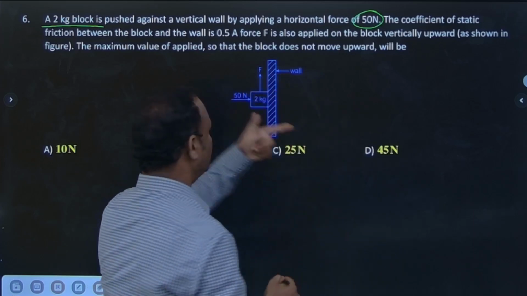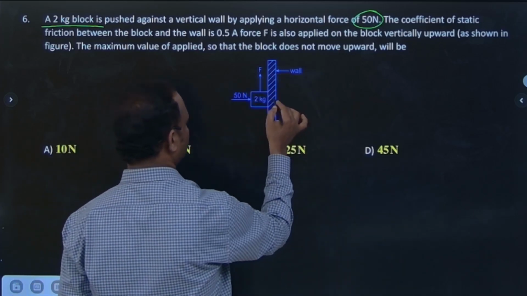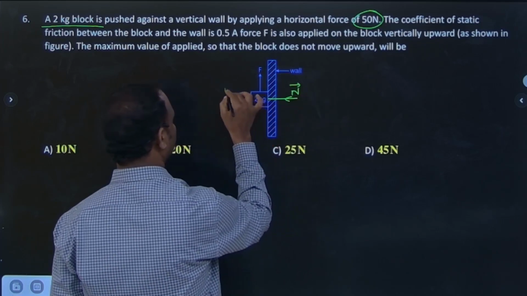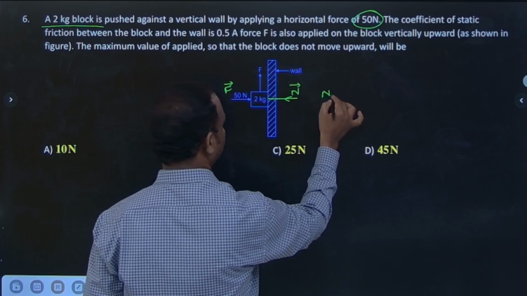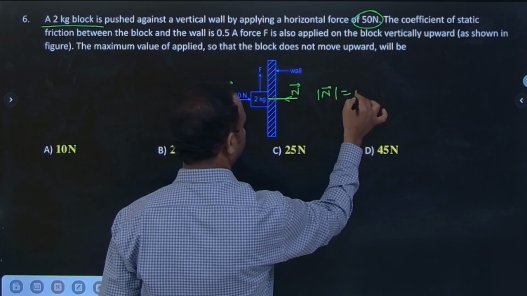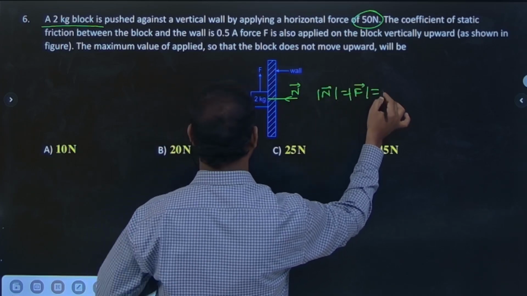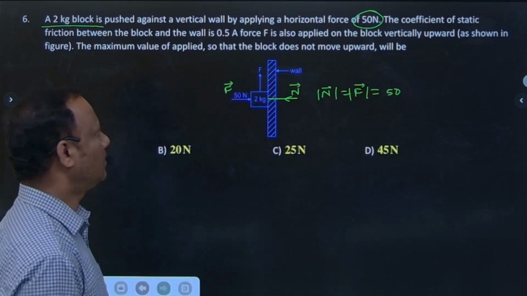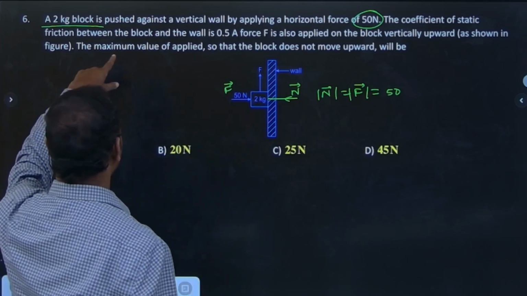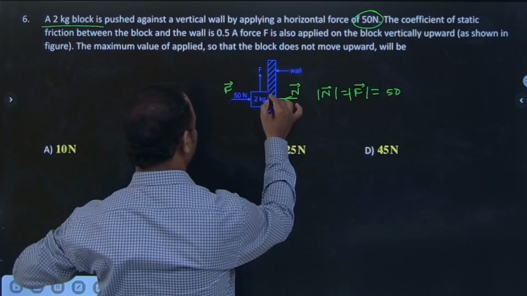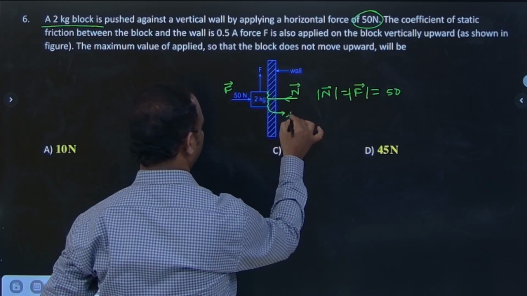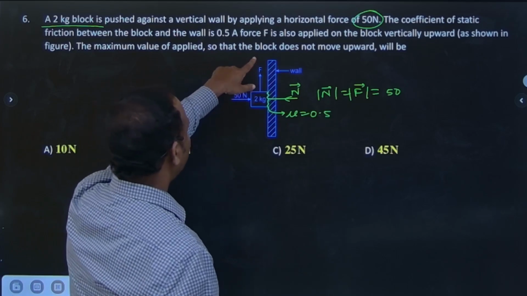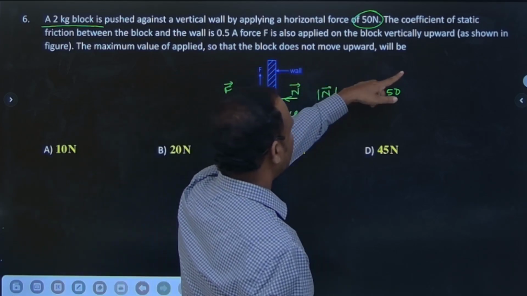A 2 kg block is pushed against a vertical wall by applying a horizontal force of 50 Newton. The normal reaction is also 50, and these two are balanced. The coefficient of static friction between the block and the wall is given as 0.5, and a force F is also applied on the block vertically upwards.